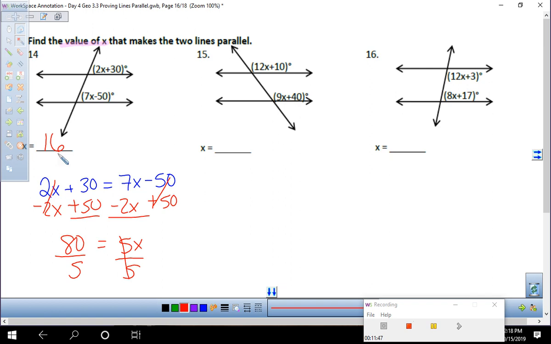Okay, so there was an example of corresponding. Looks like we've got another example of corresponding here, and then here is an example of consecutive. So I will let you guys pause the video, finish up 15, refer to 14 if you need help, and then 16 consecutive.